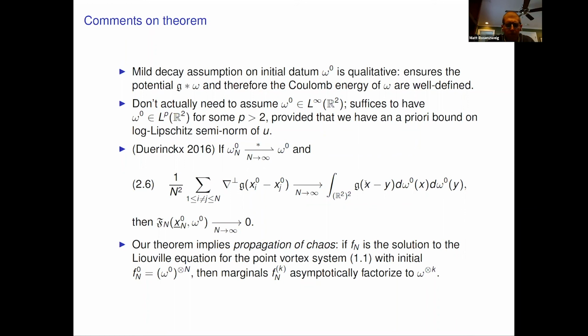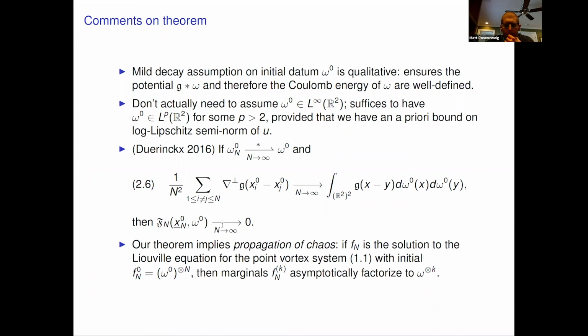So related to this quantity Fn that we saw earlier, when does it actually go to 0 as n goes to infinity? It was observed by Dirichlet that if you have weak star convergence of the initial empirical measures to the initial datum of the Euler equation, and you have convergence of the energies, then that implies that this quantity Fn also tends to 0 as n is going to infinity. So those are sufficient conditions for that to hold.